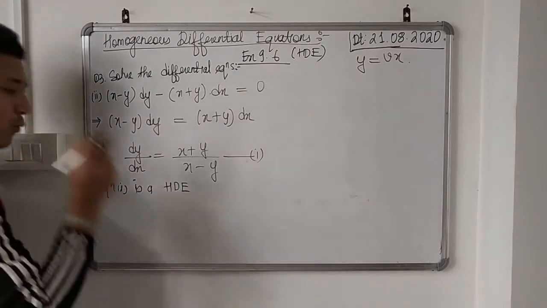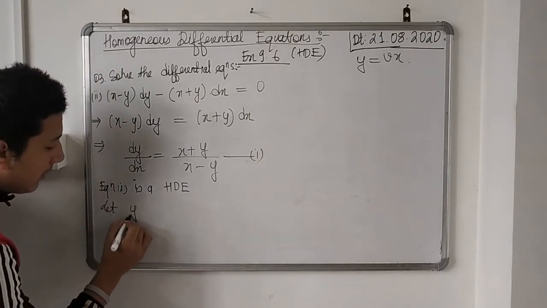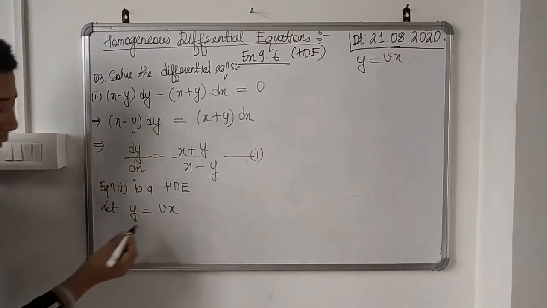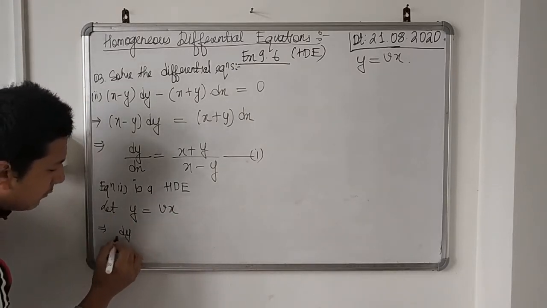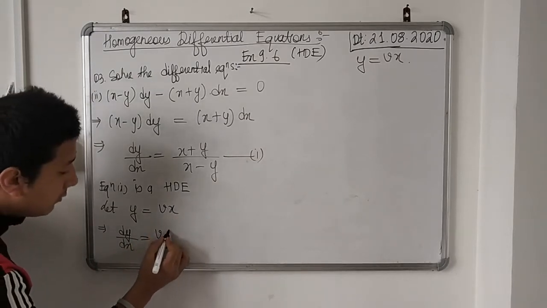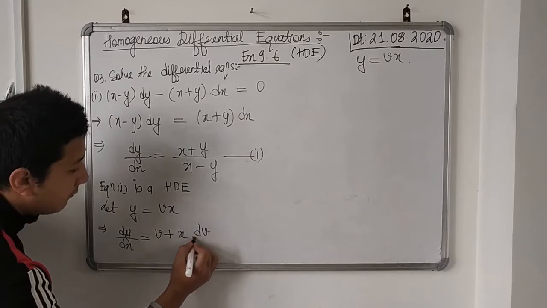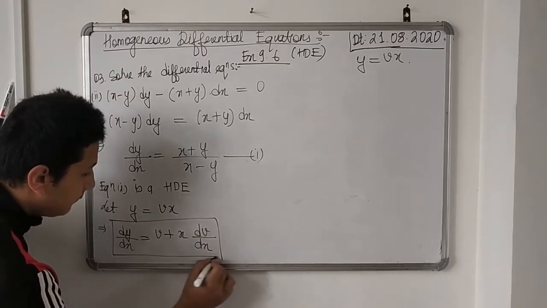Okay, once it is a homogeneous differential equation, the substitution is always y is equals to vx, where v is a function of x. When you differentiate, you will be getting the same value: v constant, differentiation of x is 1, plus x constant, and differentiation of v is this. So the same value you will be getting this much.